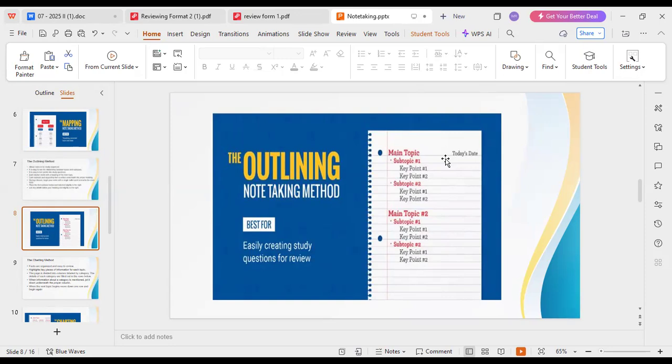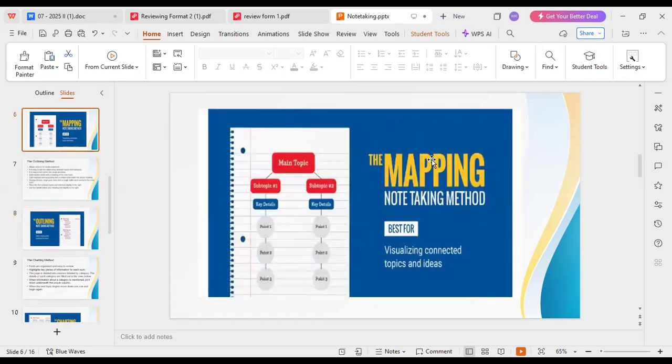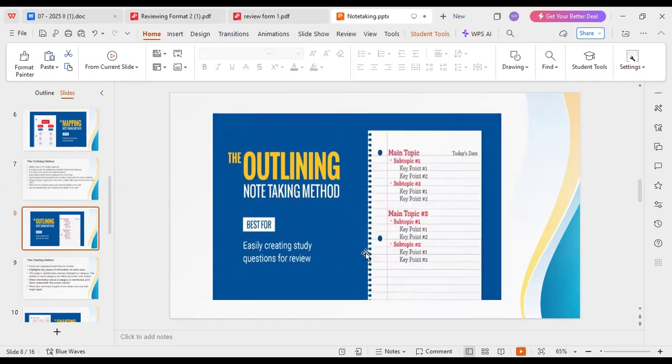So each level of indentation that you have here represents a more specific or a subordinate concept. So here you can see that it creates a very clear hierarchy. So there is a hierarchical structure. Here also you saw a hierarchical diagram, but this one is more organized than it.